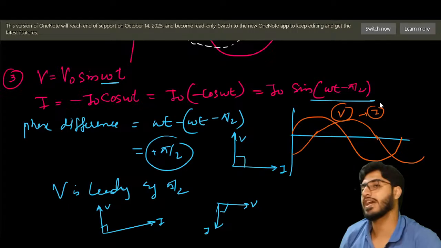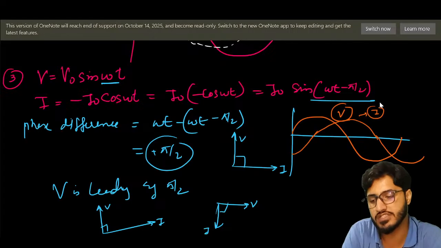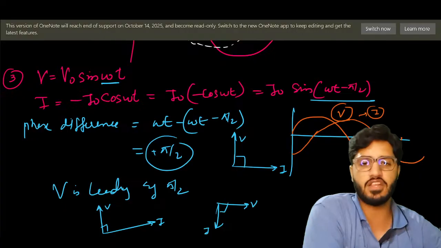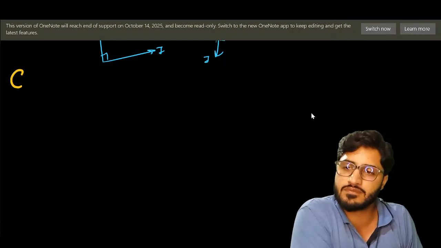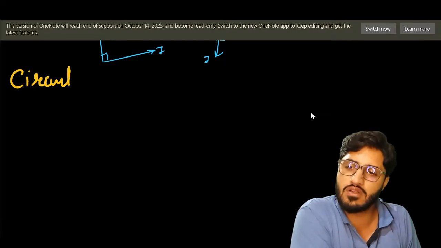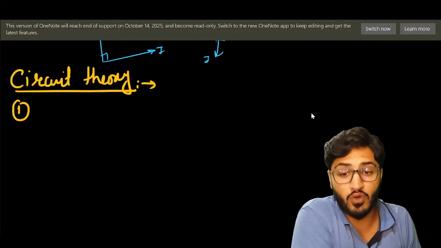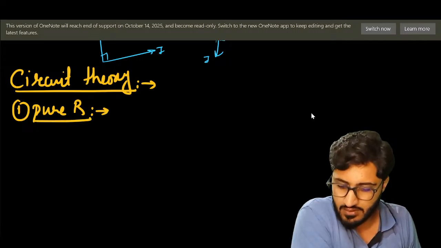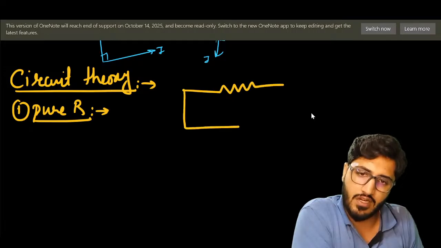So now we know what is lagging and what is leading, and how to depict which one is lagging and which one is leading. We know all these things now. Now comes a very great thing, that is circuit theory. In circuit theory, we have 3 circuits as of now, purely. We have the pure resistor. Pure resistor means a circuit with only a resistor involved.